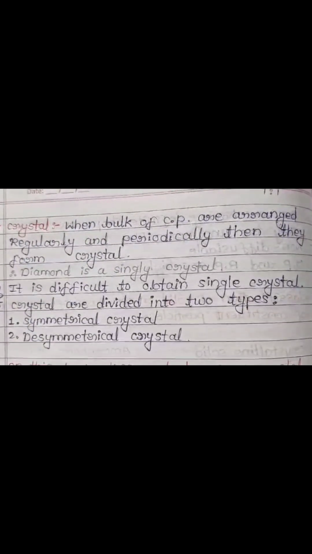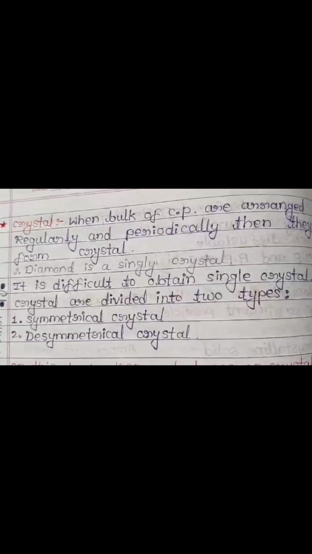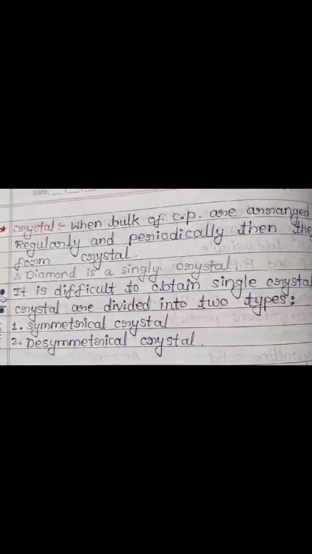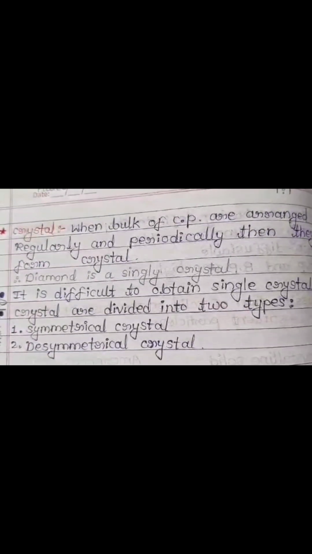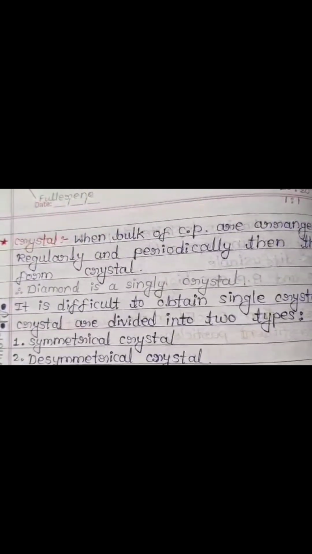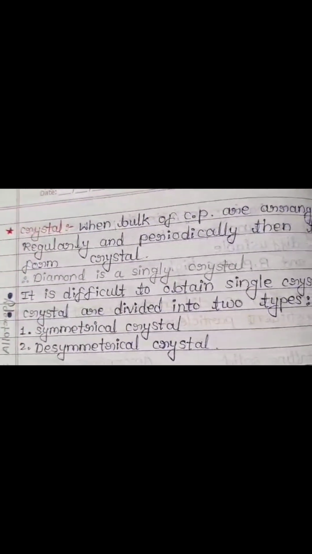Then the next term is the crystal. So crystal we must have seen, for example, sugar. It is in a crystal form. But what is a crystal? A crystal is when a bulk of constituent particles are arranged regularly and periodically, then they form a crystal. If constituent particles are regularly arranged and periodically arranged, then it is called a crystal. And diamond is an exceptional case of crystal because it is a single crystal. Diamond is a single crystal type.